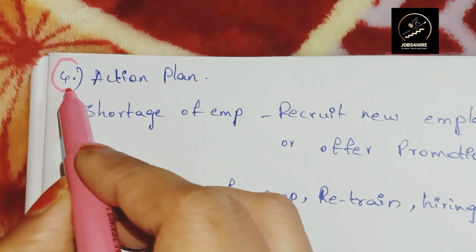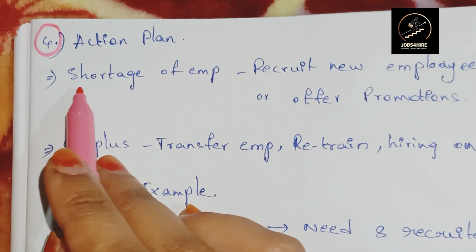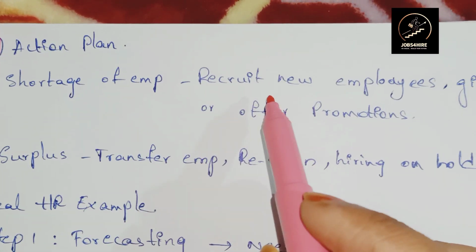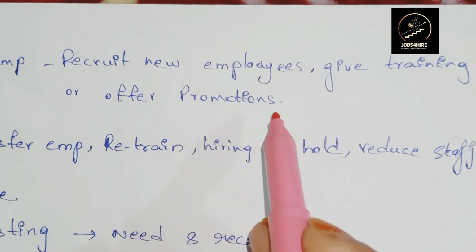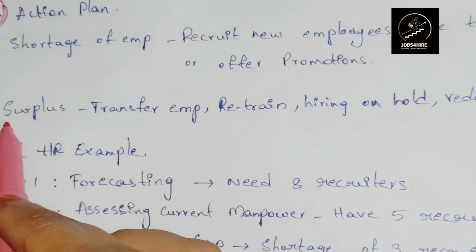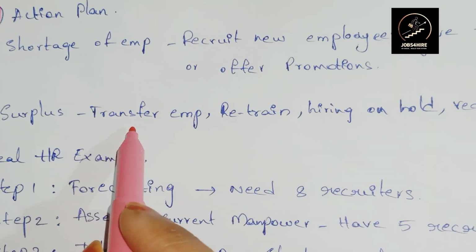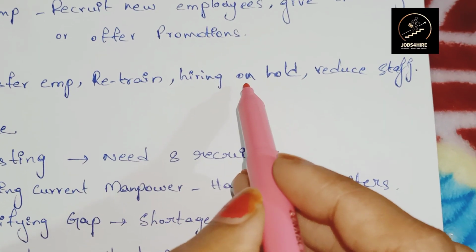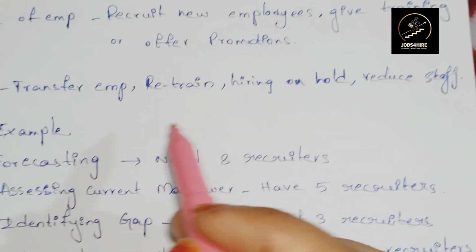The fourth step is action plan. If the company has a shortage of employees, it recruits new employees, gives training or offers promotions. If the company has a surplus of employees, it transfers employees, retrains, puts hiring profiles on hold, reduces staff or does layoffs.